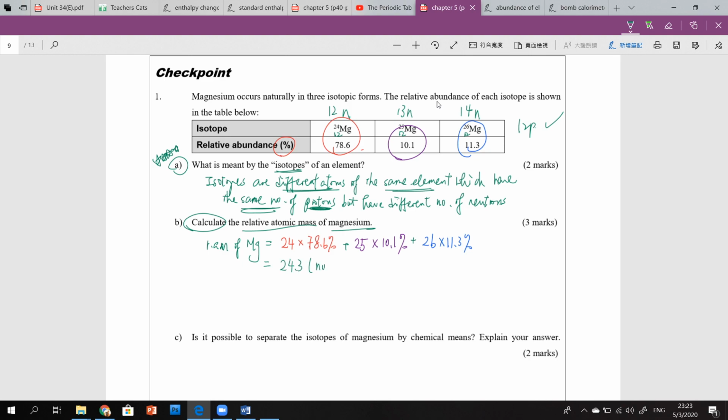What is that? No unit, remember. No unit for this data. No unit, no need to write anything. Remember, don't put down the gram. If you write down gram, sorry, no marks. It's easy, right?